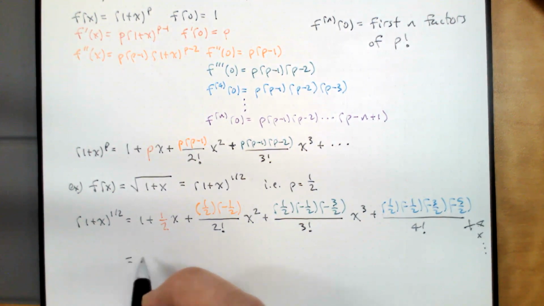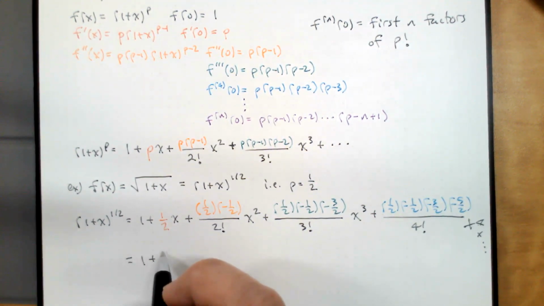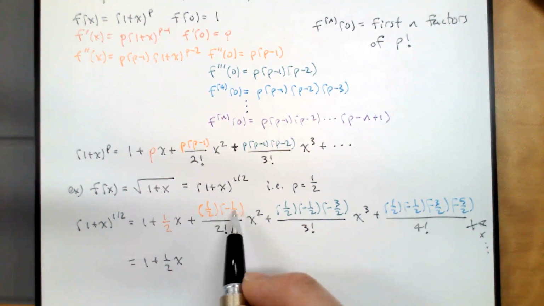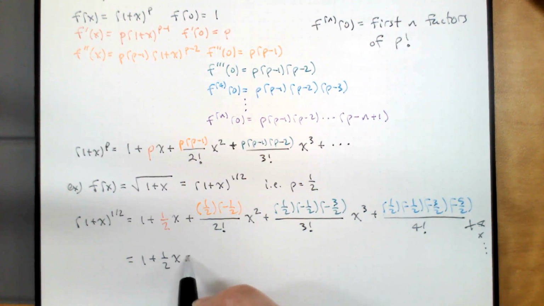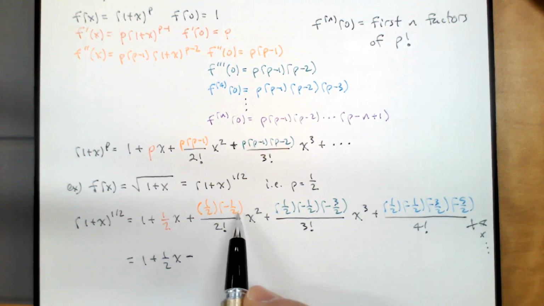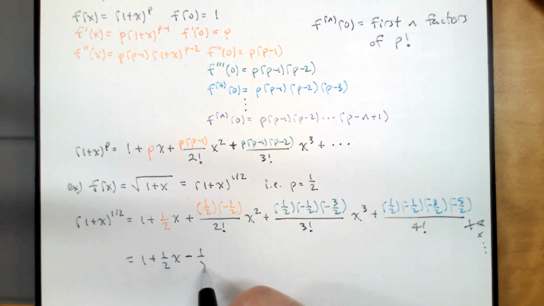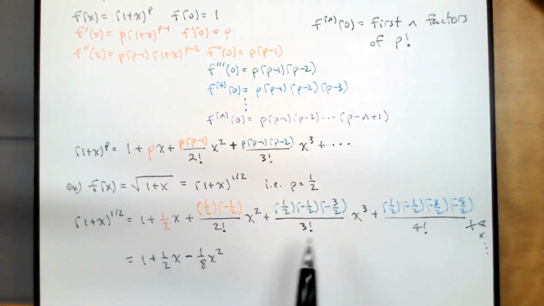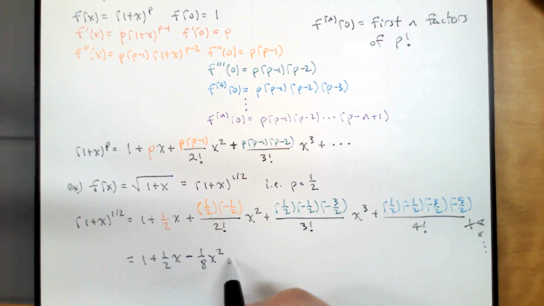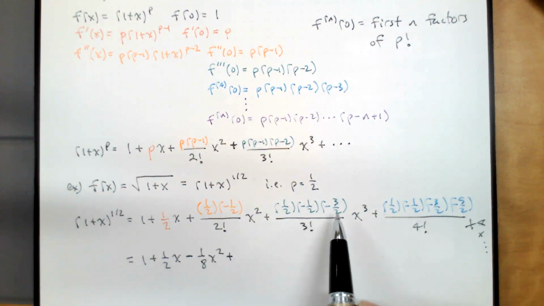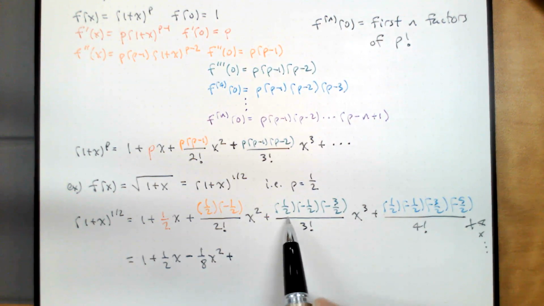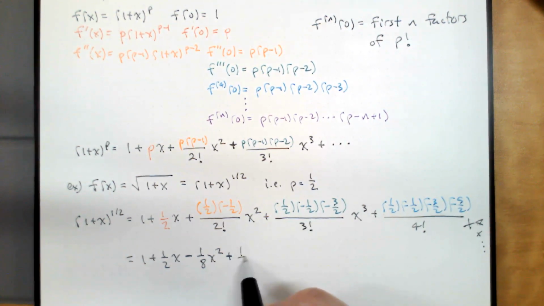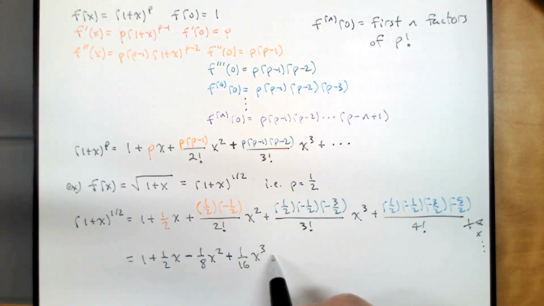So we need to simplify these, but we get a 1 plus a 1/2 x. This is going to be a minus. Half times a negative a half is going to be a minus. And there's a 2 times a 2 times another 2. So a 1/8 x squared. The next term will be positive because there's 2 negatives. And we'll have in the denominator 2 times 2 times 2 times 3 times 2. But one of the 3's will cancel out. So we have 1, 2, 3, 4 2s. 1/16 x to the third.